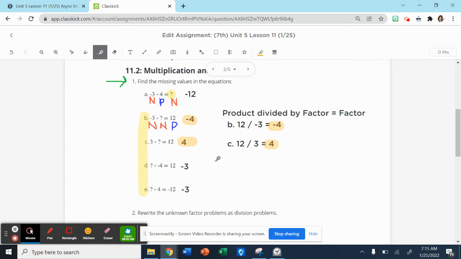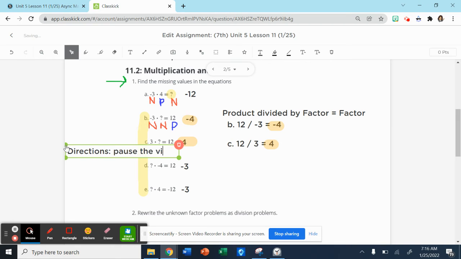I want you to pause this video and write a division sentence for D and E. So your directions are to pause the video and write a division sentence for D and E.